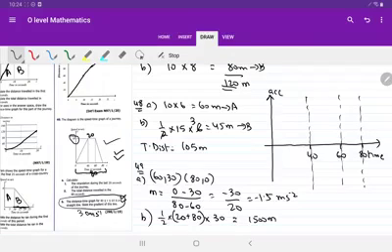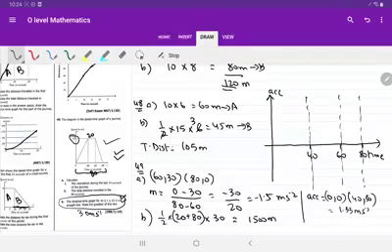So the acceleration of the first part of the journey is 30 minus 0 over 40 minus 0, and the result is 1.33 meters per second square. The acceleration during the second part of the journey is 0. It's a constant horizontal line, and the deceleration has already been found as minus 1.5.